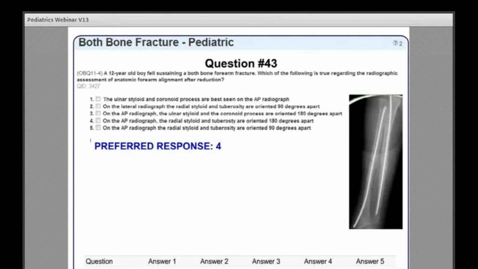Back to the question, the 12-year-old boy fell, sustaining the both bone forearm fracture. Which parameters tell you that they are anatomically aligned? And once again, the preferred response is 4, and you can see that the radial styloid and the tuberosity are 180 degrees apart on this AP film. About 60% of you got this question right. About 30% answered 5, and that's the radiograph where the radial styloid and tuberosity are 90 degrees apart when it's actually 180 degrees. They should be on opposite sides of the bone.